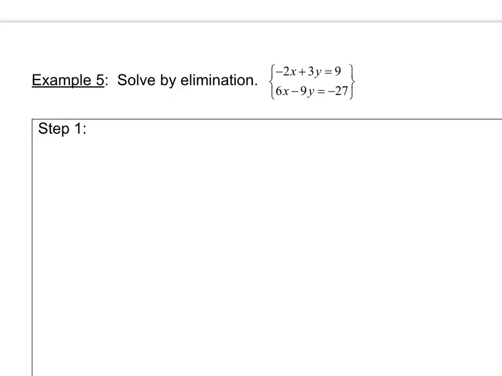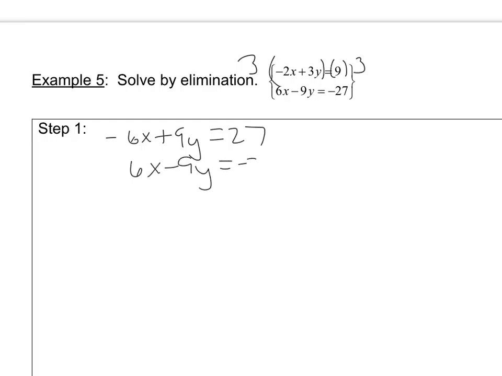Alright, so remember we say, do anything equal? No. Can I multiply one and have it equal the other? Can I multiply 2 and have it equal 6? Yes. What did you multiply by? 3. So 3 and 3. So you get negative 6x plus 9y equals 27, and 6x minus 9y equals negative 27.